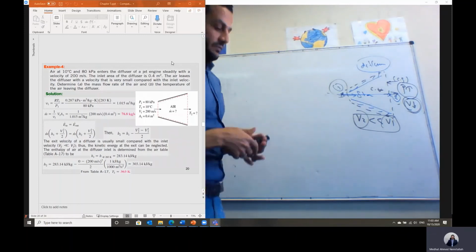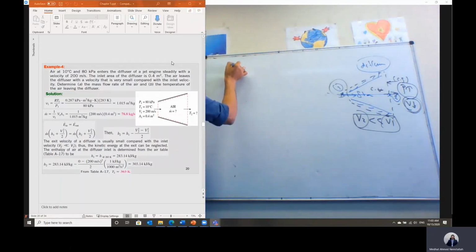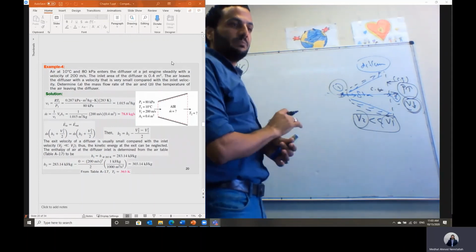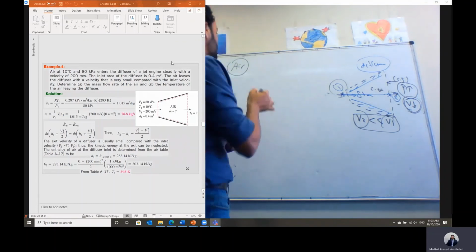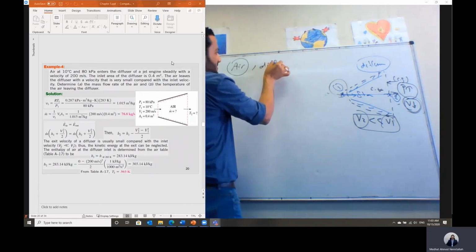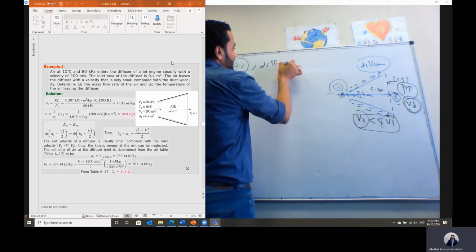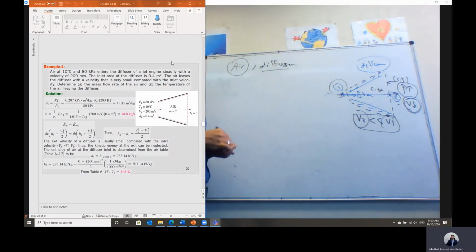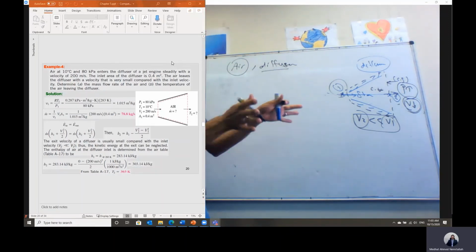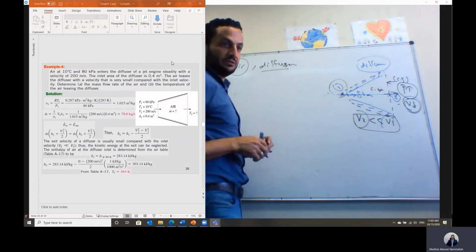So we have air, and we have to write this down. The working fluid is air, and the air is an ideal gas. It comes at a given pressure and temperature and enters a diffuser. So the working device is a diffuser, and we can use the mass equation and the energy equation that we developed for the case of a diffuser. In the application of a jet engine, the inlet section represents a diffuser.